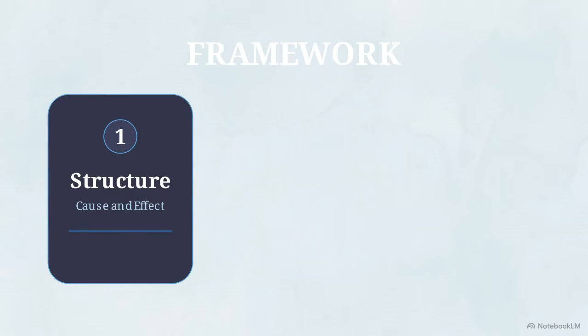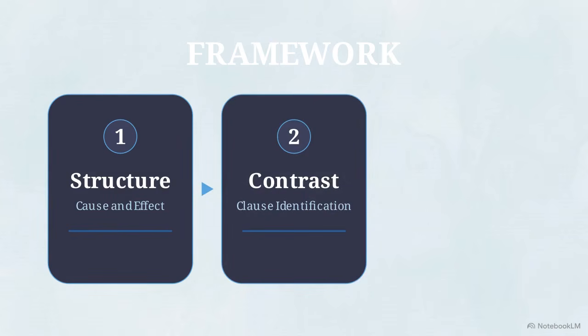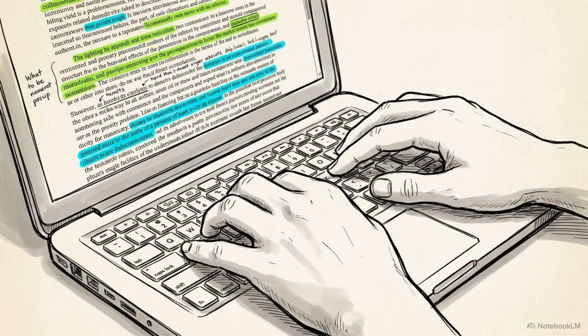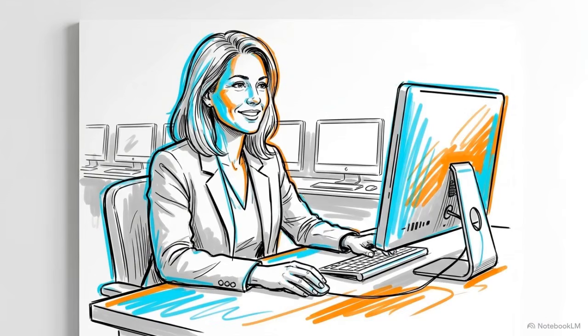You can apply this process as a 3-step framework. First, trace the cause and effect. Second, identify contrasting clauses. Third, apply specific phrasal verbs and collocations. Exam success depends on analyzing how a sentence functions as a whole. Once the surrounding context is clear, the correct grammatical and logical choices become evident.